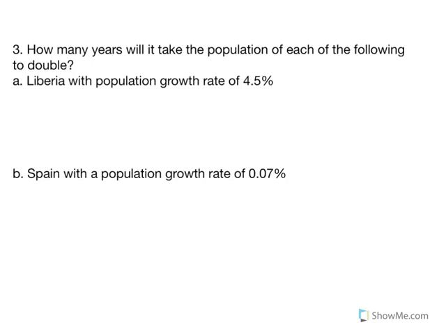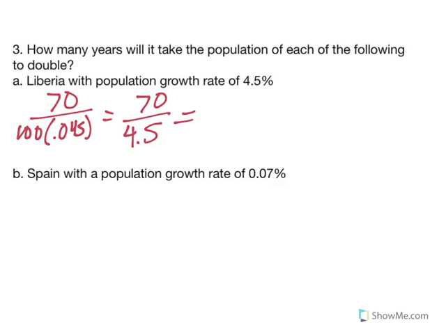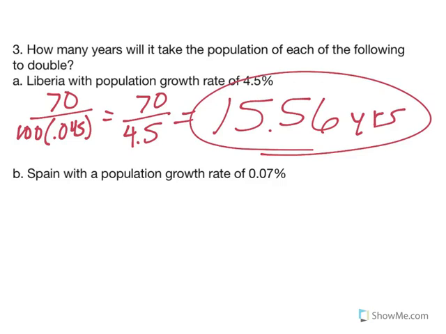All right, so Liberia has a population growth rate of 4.5%. So if we think about the rule of 70, remember, it doesn't matter what the population starts with. It's all about the growth rate. So 70 divided by 100 times 0.045 gives me 70 divided by 4.5. Liberia's population, rounded to 2 decimal places, will double in 15.56 years.